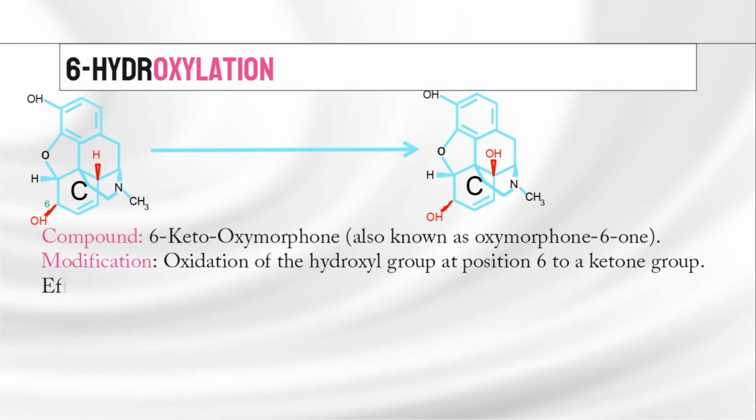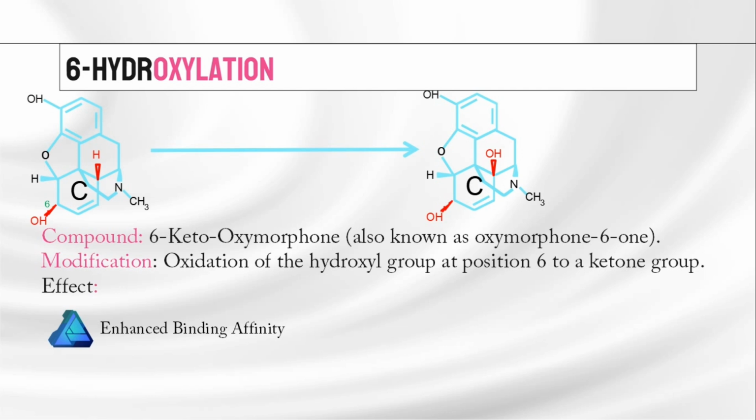1. Enhanced binding affinity. The addition of the hydroxyl group at the 6th position increases the molecule's ability to form hydrogen bonds with the opioid receptors in the central nervous system. Result: stronger receptor binding. This means the compound can activate opioid receptors more effectively than morphine, leading to increased pain relief.